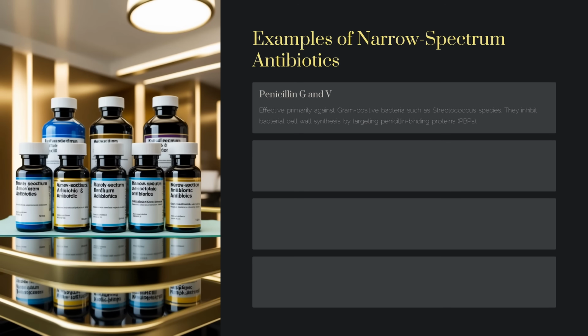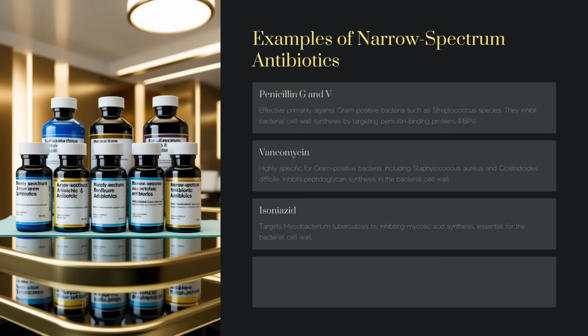These are effective primarily against gram-positive bacteria such as Streptococcus species. They inhibit bacterial cell wall synthesis by targeting penicillin binding proteins, PBPs. So the second example is vancomycin. It is highly specific for gram-positive bacteria including Staphylococcus aureus and Clostridioides difficile. It inhibits the peptidoglycan synthesis in the bacterial cell wall.